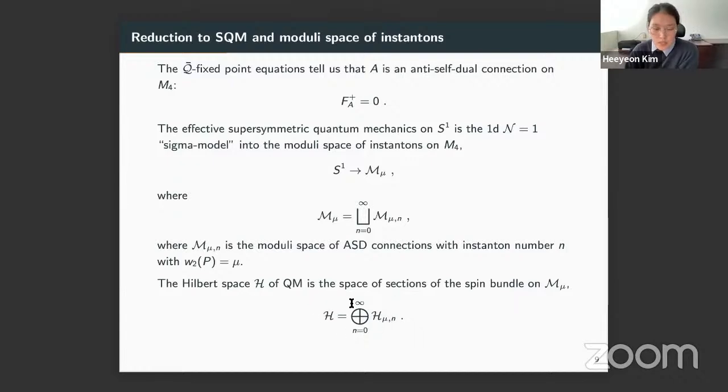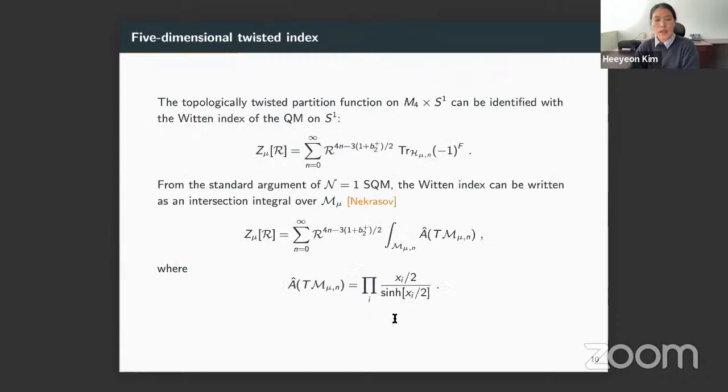So the Hilbert space can be decomposed in the following way, graded by the instanton number here. And by the standard argument, the topologically twisted partition function defined on M4 times S1 can be identified with the Witten index of the quantum mechanics defined on S1 that I just described. So this is the generating function of the Witten index, where r is some quantity that keeps track of the instanton number N, that I'm going to define physically in a later slide. And here you compute the trace over the Hilbert space that I just mentioned, graded by the fermion number as usual.